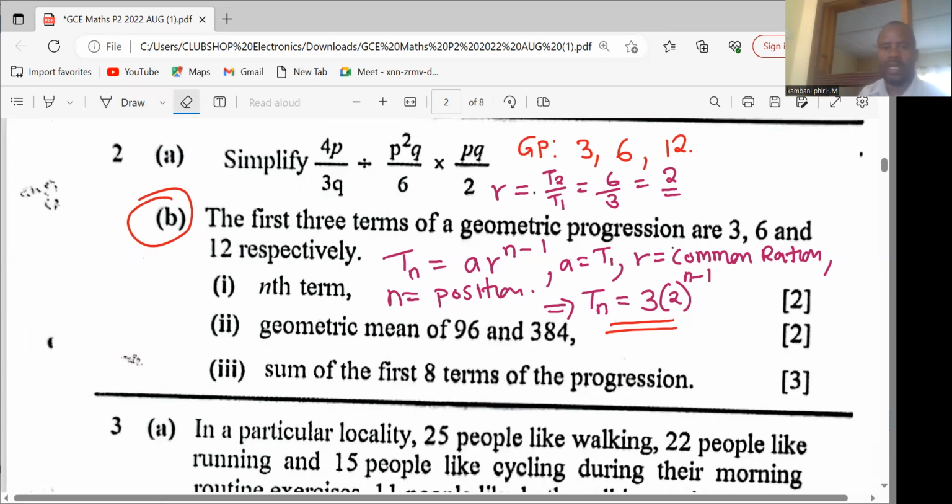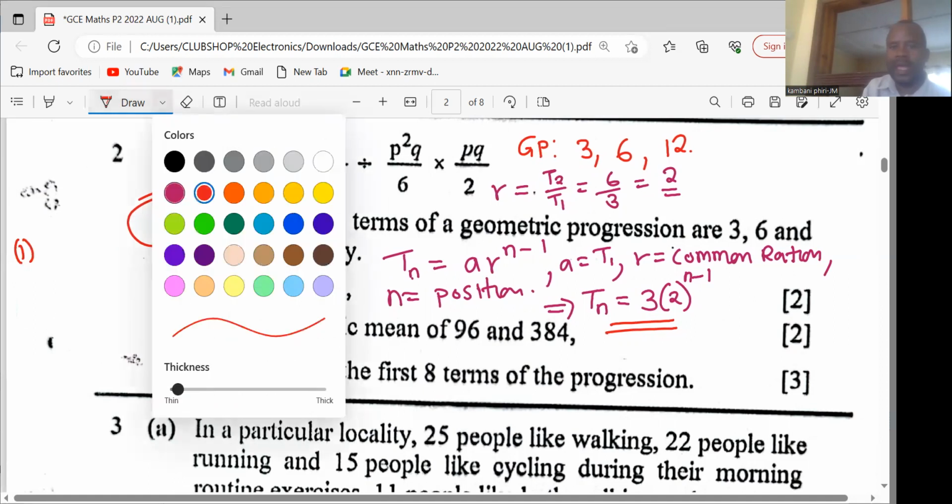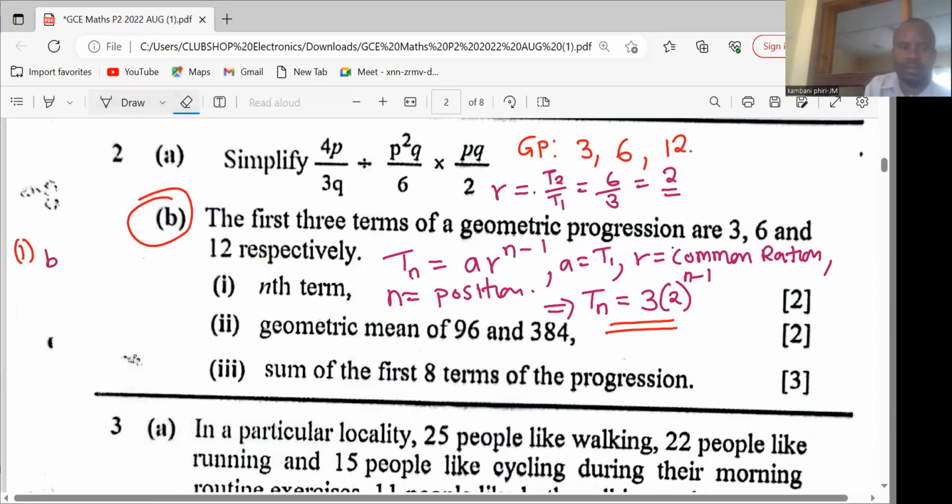We can get the geometric mean. I'll write it here. The geometric mean of two numbers, or between two numbers, is defined as b, okay, you can use another letter, equals plus or minus the root of a times c, where a and c are the two numbers you are dealing with.